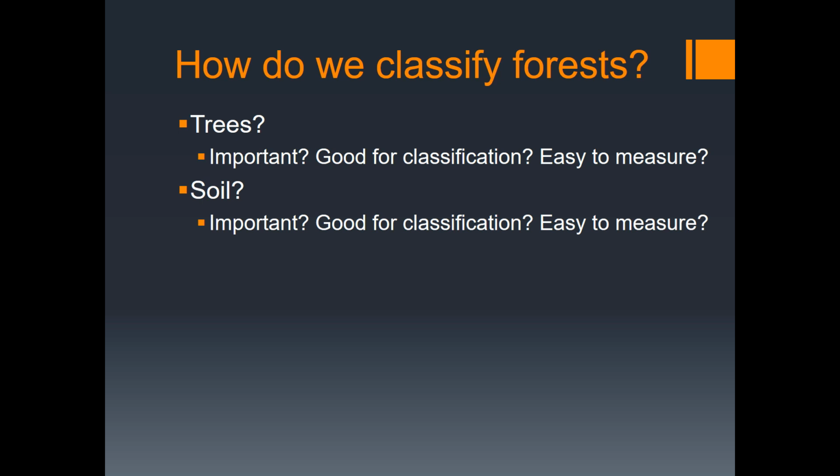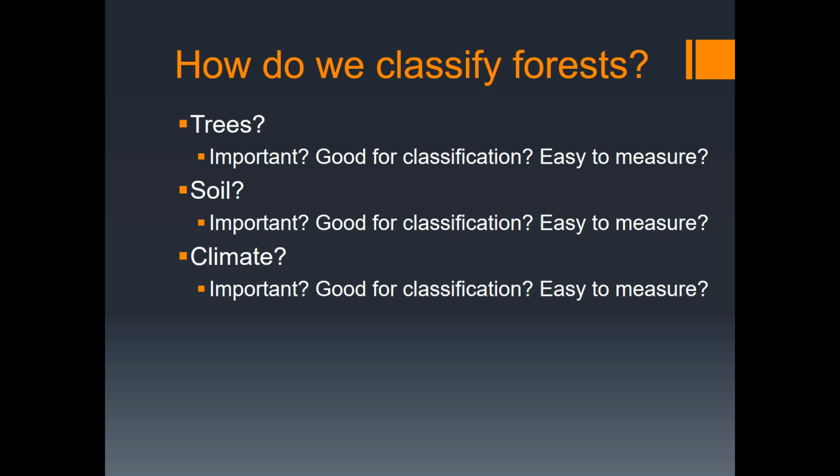Soil, very important. You know already that it has a strong influence on what types of vegetation can grow in a site. It's very good for classification because often differences in soil are what drives differences in vegetation. It's not as easy to measure though. To do good soil measurements, we have to dig a soil pit, get in there, do classification, so it's a little bit more involved than something like quickly identifying the trees.